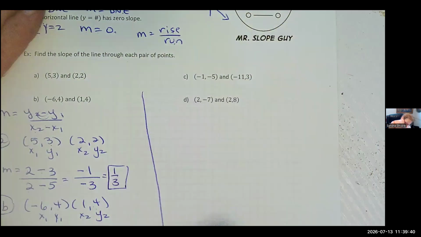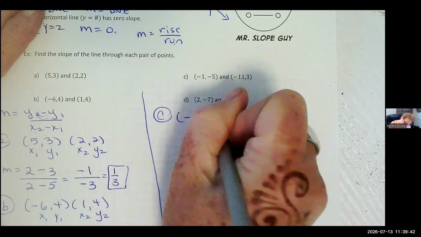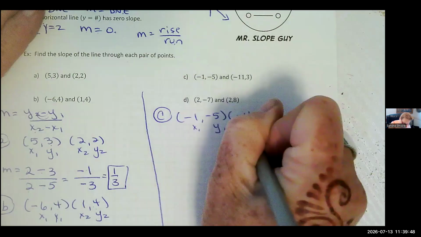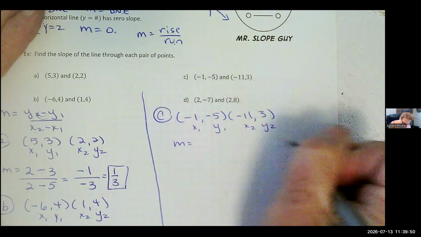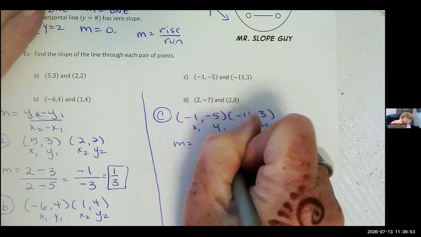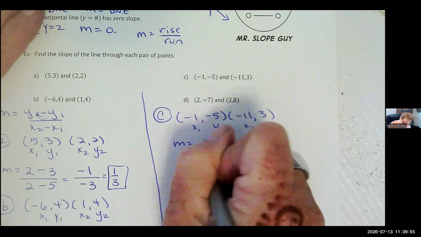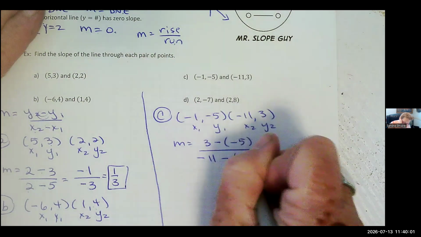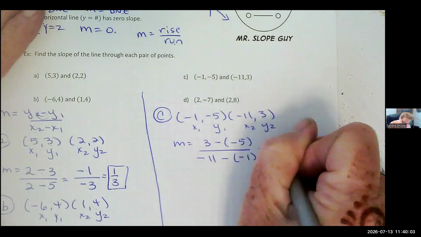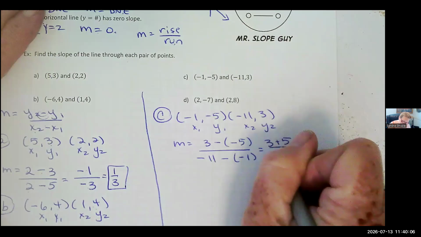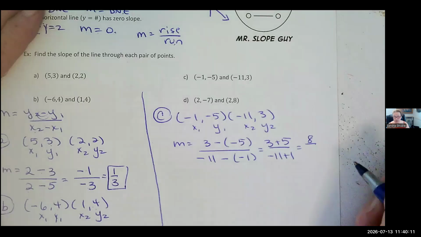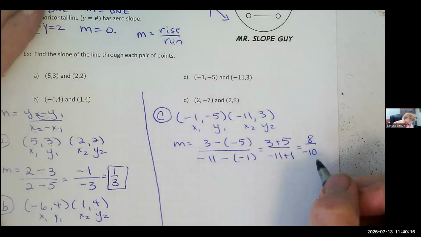Let's come up here to C. (-1, -5) and (-11, 3). Label x1, y1, x2, y2. Now substitute. Y sub 2 is 3, minus y sub 1 is negative 5, over x sub 2 is negative 11, minus x sub 1 is negative 1. This becomes 3 plus 5, over negative 11 plus 1. 3 plus 5 is 8. Negative 11 plus 1 is negative 10. We do need to reduce this. They're both divisible by 2. So I'm going to divide both by 2.